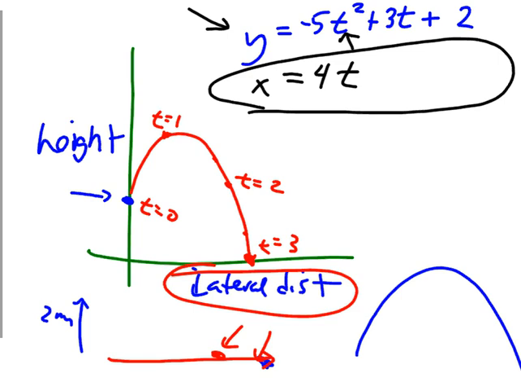So then, what does this mean? At time 1, we would be 4 meters, and that's an x distance. That's a this way distance. That would mean it was at 4 meters laterally. So what about time equals 2? Come on. Not too hard. We're at x distance. It must be 8 away from us.